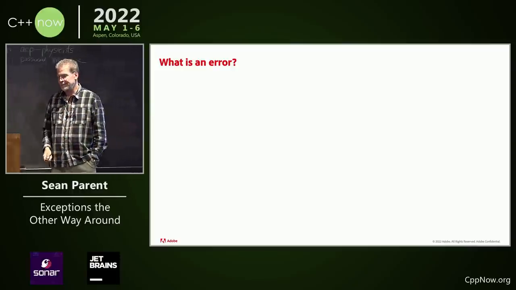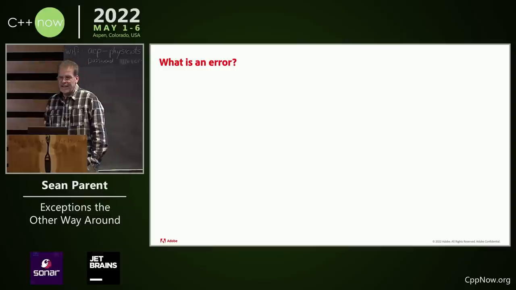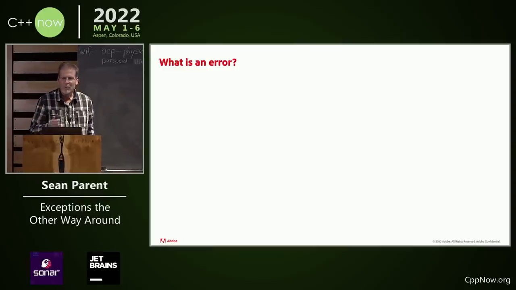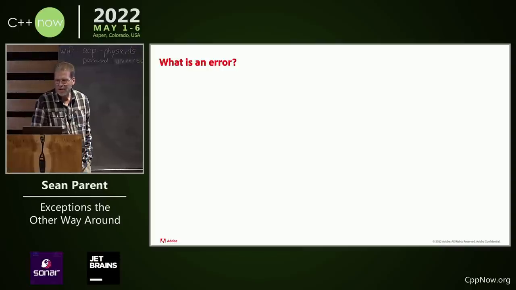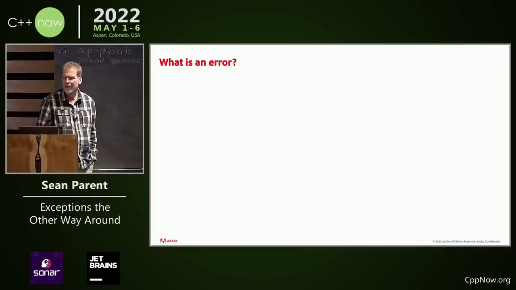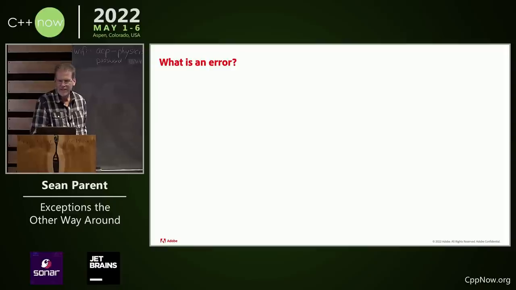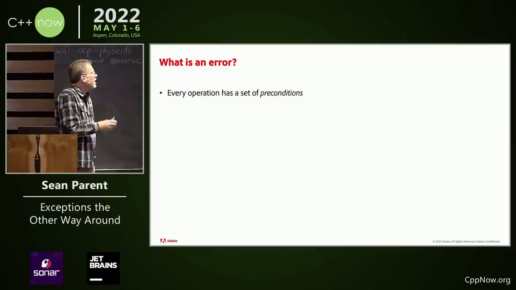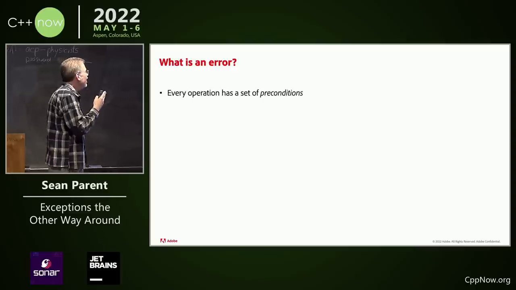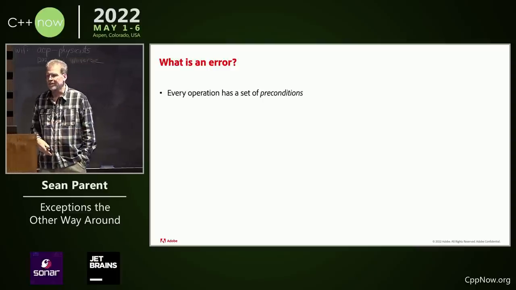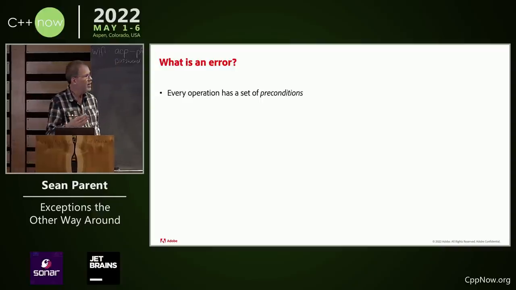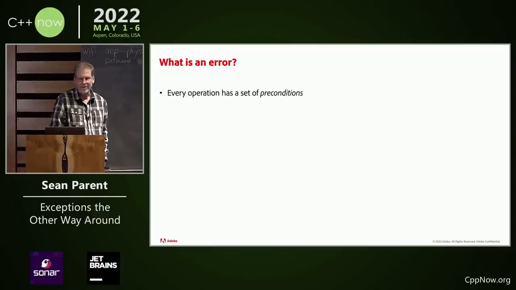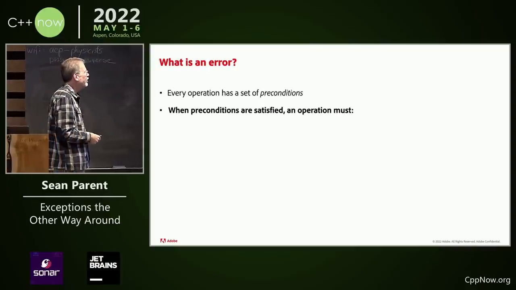So what's an error? We need to understand that. C++ exceptions are just one of the many possible forms of error handling. To understand exceptions, we first need to understand what an error is. To do that, we have to understand that every operation has a set of preconditions. We're going to talk more about preconditions, but for right now, they're just a logical assertion. When the preconditions are satisfied, that's very important.